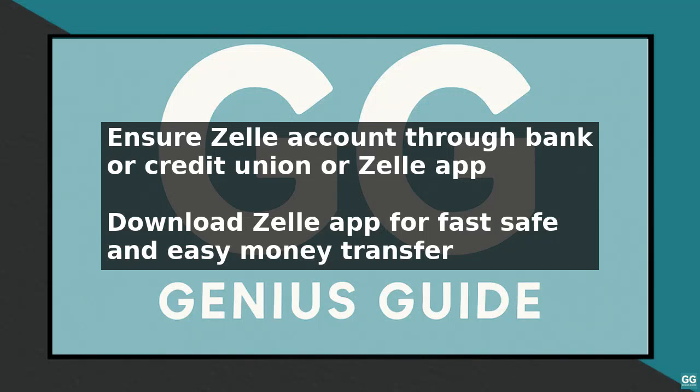To schedule recurring payments with Zelle, start by ensuring you have a Zelle account through your bank or credit union, or by downloading the Zelle app. Zelle is a fast, safe, and easy way to send and receive money, and scheduling recurring payments can help you stay on top of regular expenses like bills or rent.